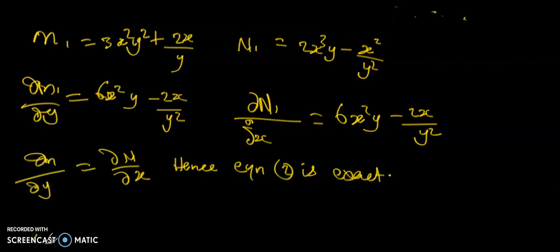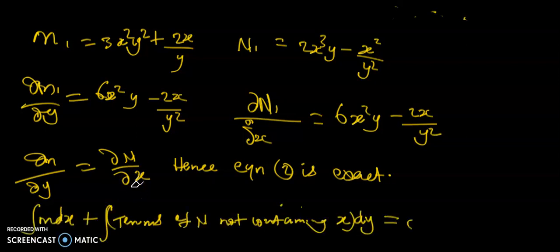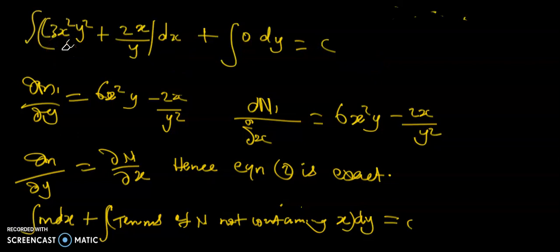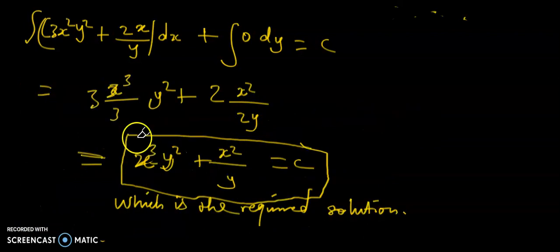So if it is exact, let's go ahead and use the term m dx, integrate this function, and find the required solution. We are going to integrate m dx plus terms of n not containing x dy equals c. So it will be the integral of 3x squared y squared plus 2x by y. If you look at terms of n not containing x, there is none, so it is simply 0. As we do our integral, this will go with this.